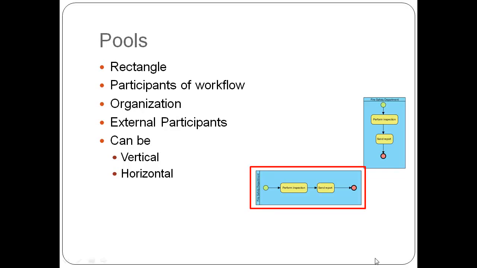From left to right means the time. So if you're reading this diagram, that means this is the first item we need to identify, and then the second one and third, and then the end. So it shows the time flow from the left-hand side to the right-hand side in the pool.